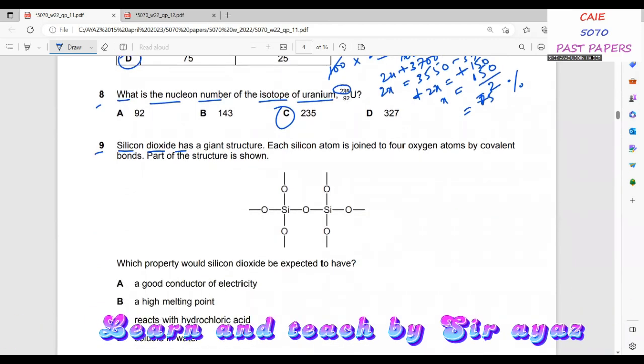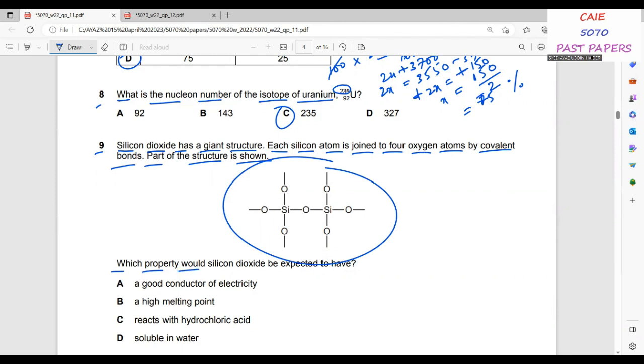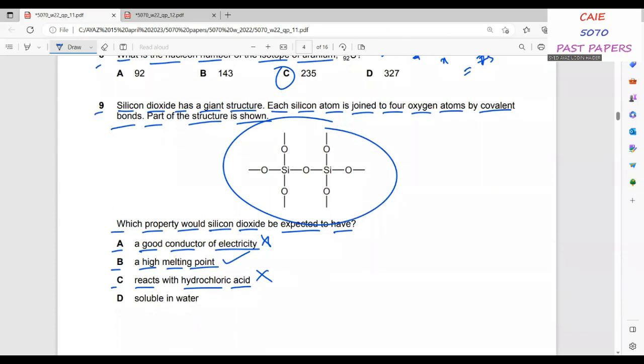Silicon dioxide has a giant structure. Each silicon atom is joined to 4 oxygen atoms by covalent bonds. Part of the structure is shown. This is the structure of silicon dioxide. Which property would silicon dioxide be expected to have? A, a good conductor of electricity. This is wrong. It does not conduct electricity. B, a high melting point. This looks correct to me. C, reacts with hydrochloric acid. No, it's not reactive. It does not react with hydrochloric acid. D, soluble in water. It's insoluble in water. So B will be the right answer for this question.